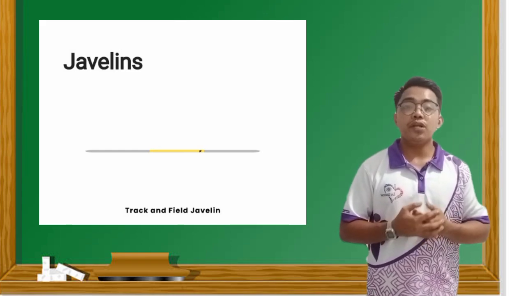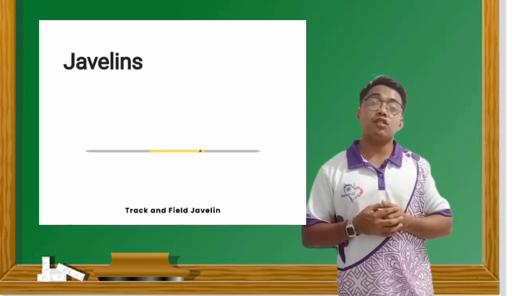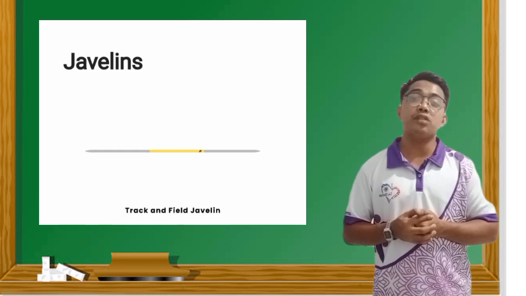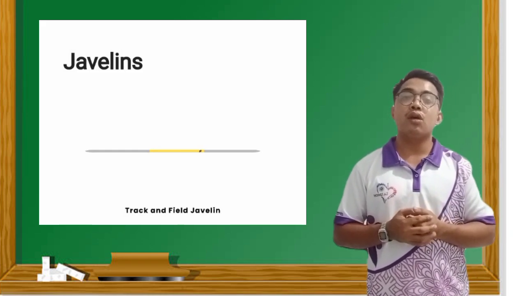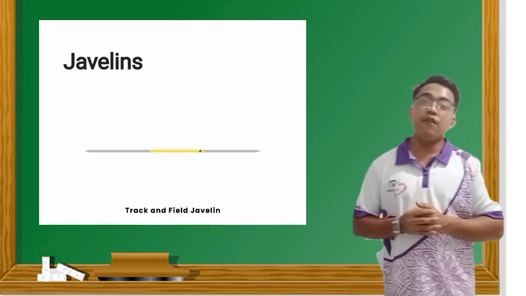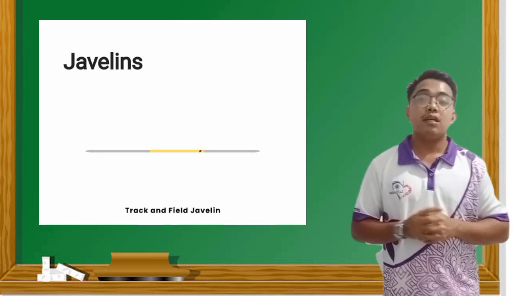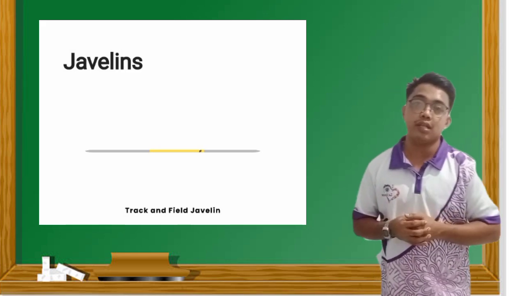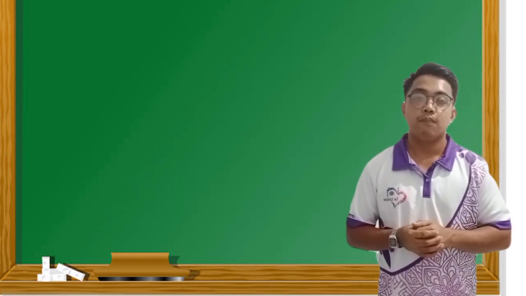To be legal for competition, the javelin has to be at least 102 inches long and weigh at least 1.8 pounds for men. And for women, a javelin must be 86 inches and 1.3 pounds.